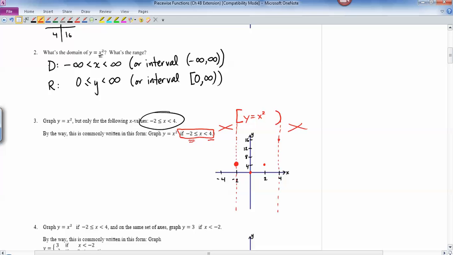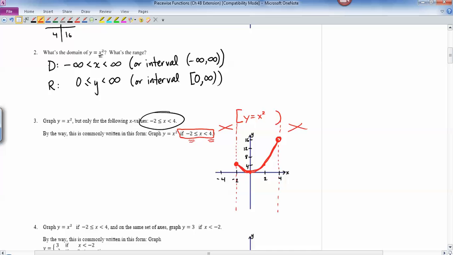But on the other side, I go up to but not including 4. So the y value goes up to but not including 16. And the way that I denote that I don't actually include that one is I make it an open dot there instead. So my graph looks like a parabola, a piece of a parabola, but not a whole parabola there. So it looks like this with an open dot.